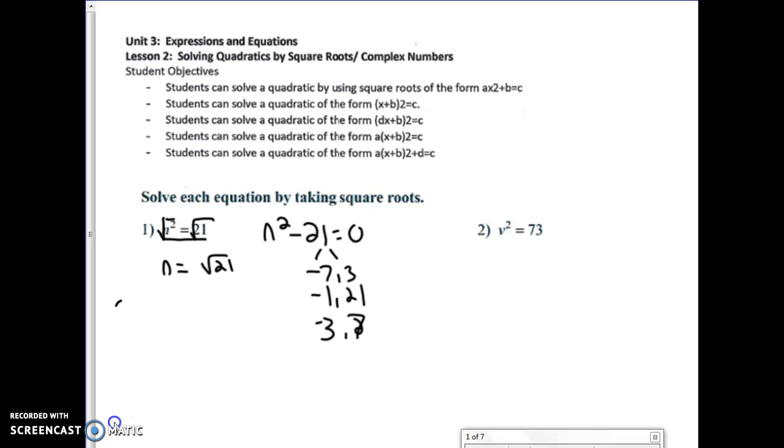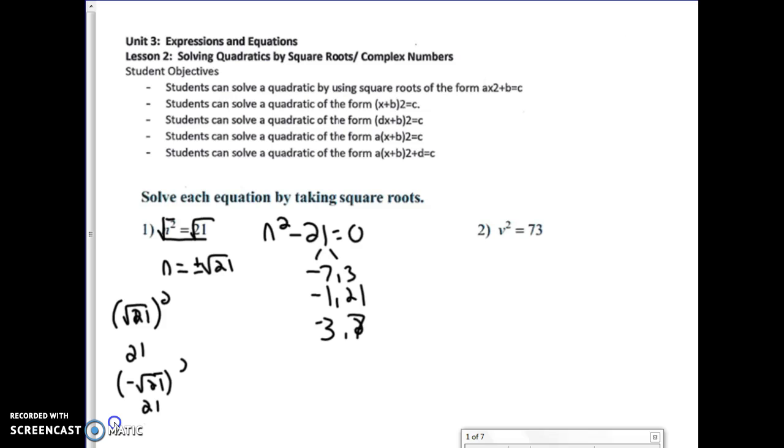Now, I can always check it. If I square the square root of 21, I get 21. But I can also square negative square root of 21, and I will get 21 too. So when I take the square root of something, I will always get two solutions, the plus or minus version of it. I would also try to break down 21, which is 3 and 7, so that doesn't break down anymore.